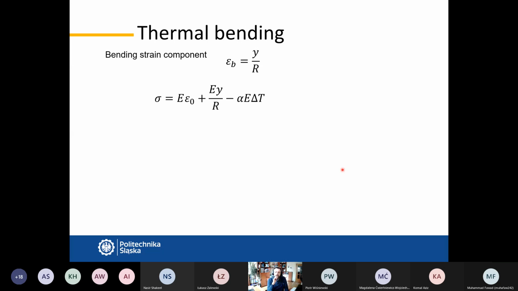So we can express the bending component of the strain as position, so distance from the central axis, which is called the neutral axis, as you may remember from the strength of material course, where the bending of beams was discussed, divided by R. So stress is, of course, E times epsilon 0, the linear one, plus E Y over R, so E times epsilon B. So this is the strain component.